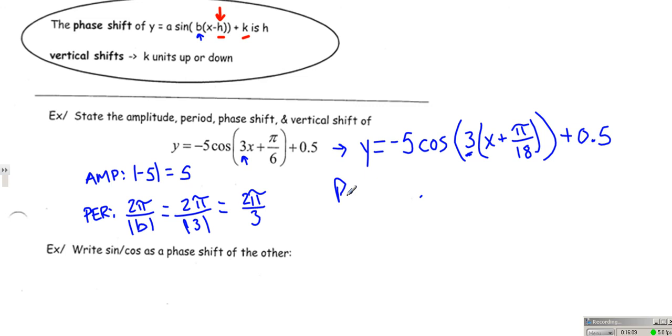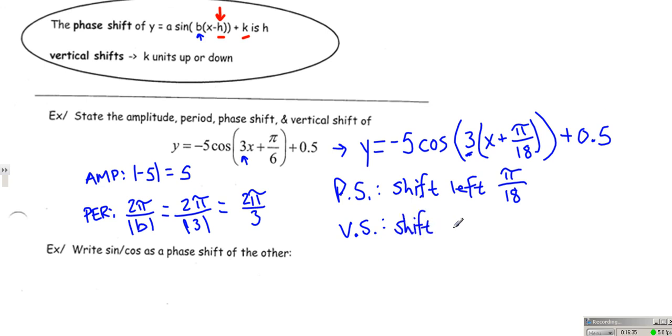And our phase shift, we'll call that PS. We're going to shift to the left, so shift left pi over 18 units. And our vertical shift, we'll call that VS for short, is on the end there. Our k variable tells us we're going to shift up a half of a unit.